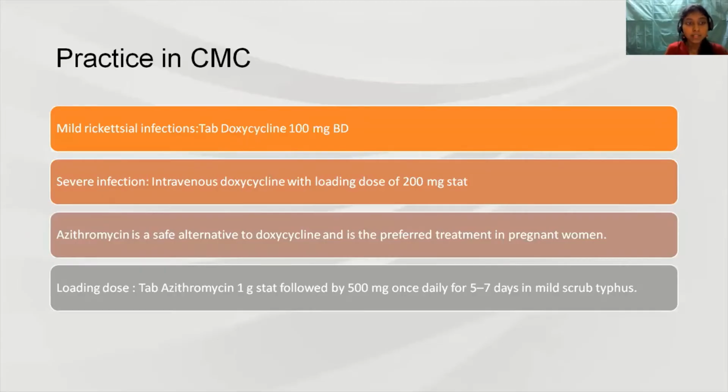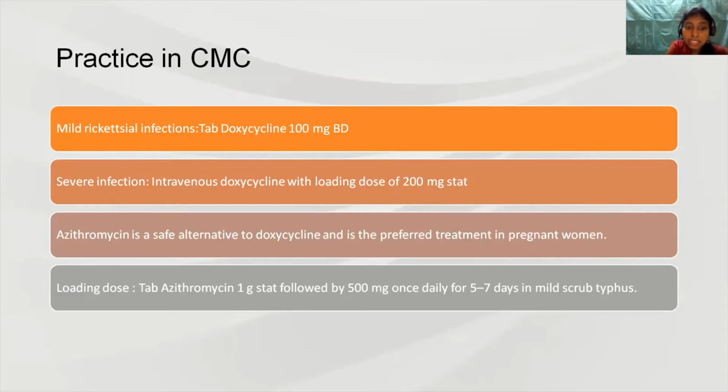So in CMC, for mild rickettsial infections, we give tab doxycycline 100 mg twice daily. And for severe infections, we give IV doxycycline with a loading dose of 200 mg stat. So why do we give IV doxycycline? Because when patients have multi-organ dysfunction, there is decreased perfusion to the GI tract, either because of shock or because of the use of inotropes.